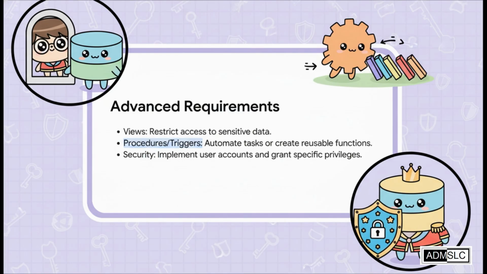You'll need at least 1 procedure or trigger to handle automation. And you've got to set up a security model with different users and permissions. And remember, you need to show us the evidence for each one.